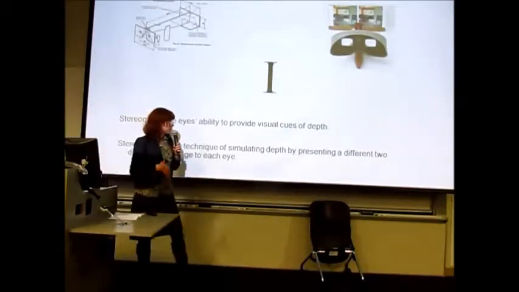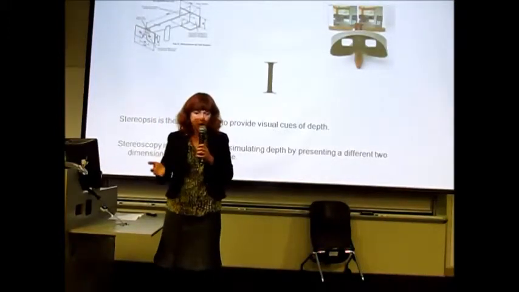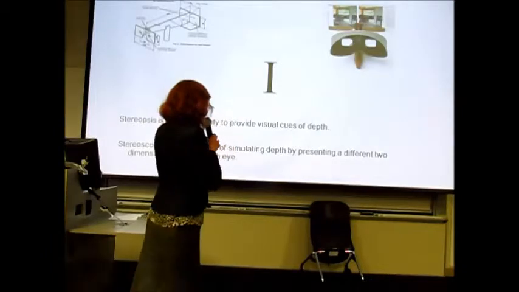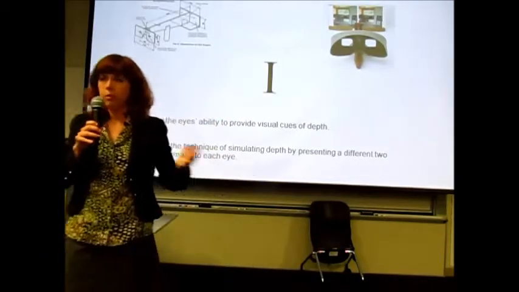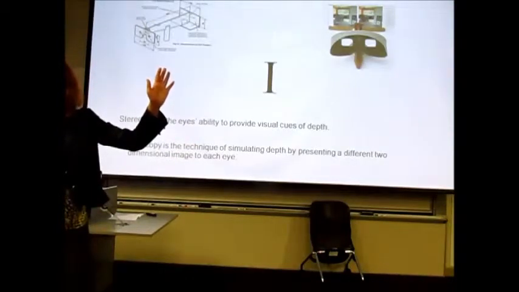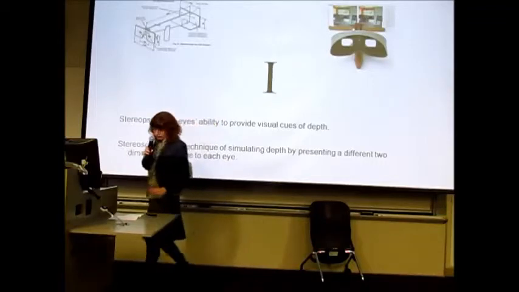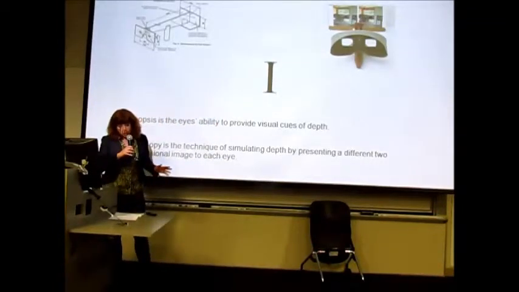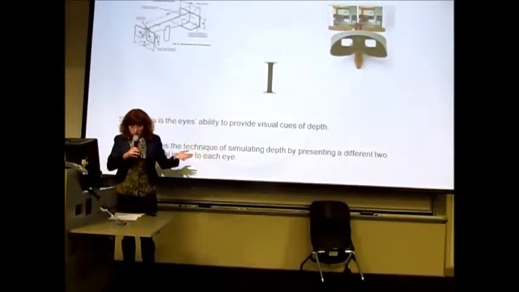And these are stereoscopy, resolution, which is kind of graphic quality, and immersiveness. So stereopsis is the eye's ability to provide visual cues of depth. How many of you are familiar with that idea? 3D vision, right? For those of you that have never tried this, it's a fun example of how it works. Our brains understand depth by comparing the images they get from our two eyes.